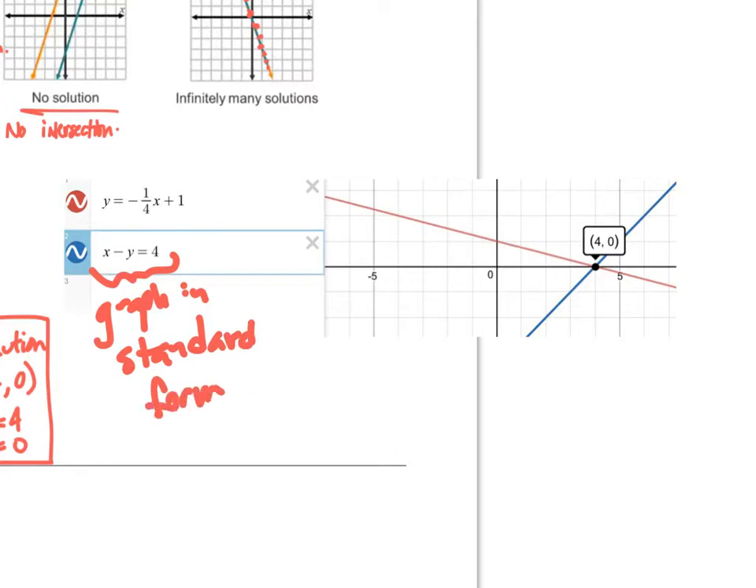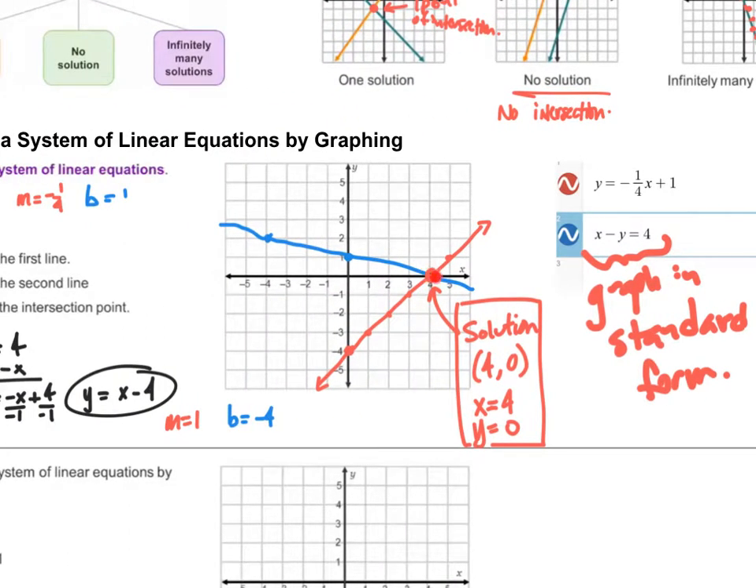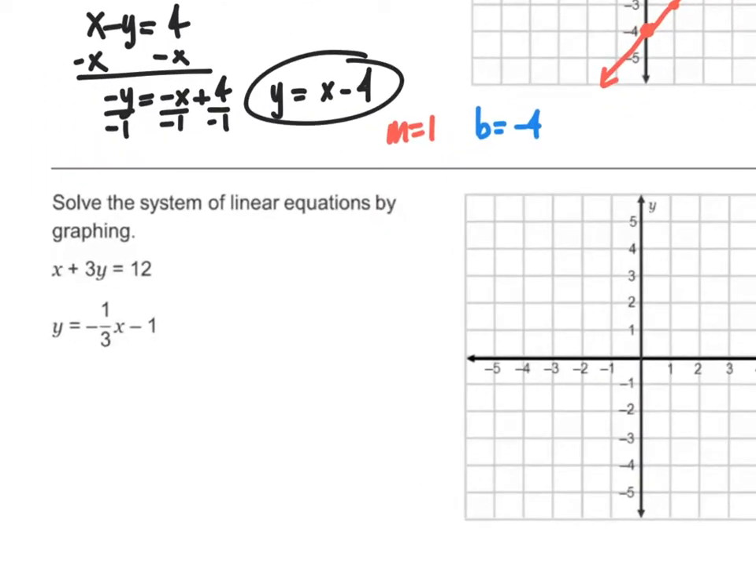And guys, I would really encourage you to use Desmos as a tool to help you understand what's going on, okay? And we do, in fact, get the point (4, 0), which is what we got graphically here. That's where our happy place is, okay? So now what I want to do, let's do the same thing over here.